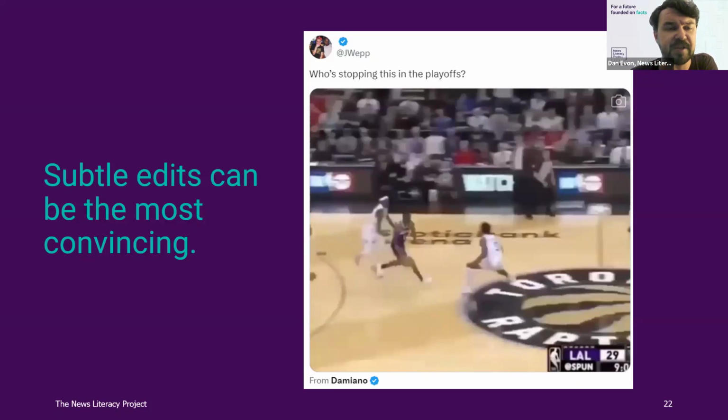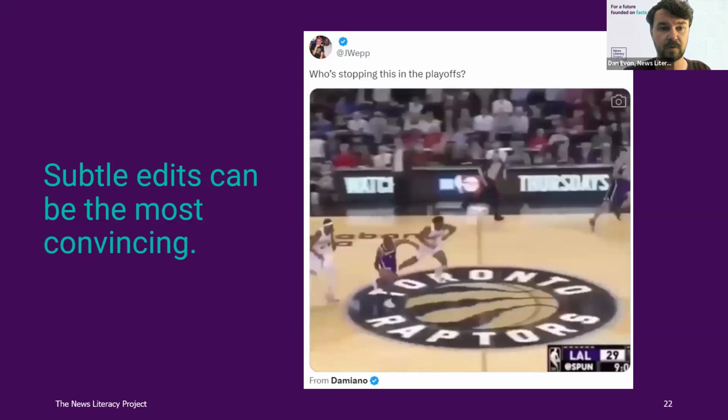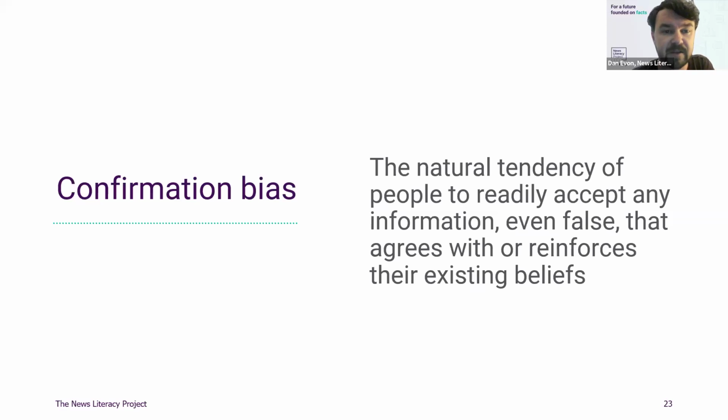When our beliefs are confirmed, we don't think that they need to be critically examined. So we just accept it and then move on. Confirmation bias is the natural tendency of people to readily accept any information, even false, that agrees with or reinforces their existing beliefs. I use this sports example because it's light and not politically heated, but you can see how that happens with all sorts of other issues. When we develop strong opinions about things, we readily believe the content that confirms those opinions.